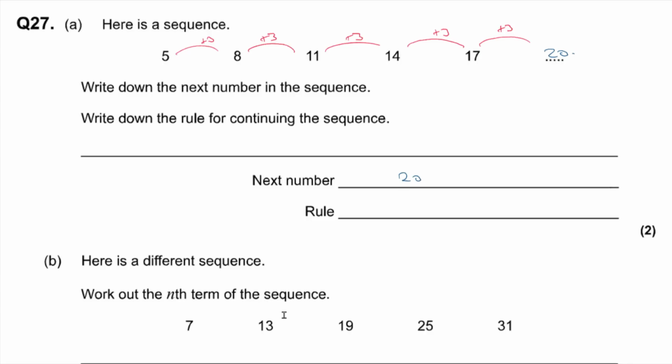Well, the next number is 20. What's the rule? It's a plus 3 sequence. We're adding 3 each time. Okay? Here is a different sequence. Work out the nth term of the sequence: 7, 13, 19, 25, 31.